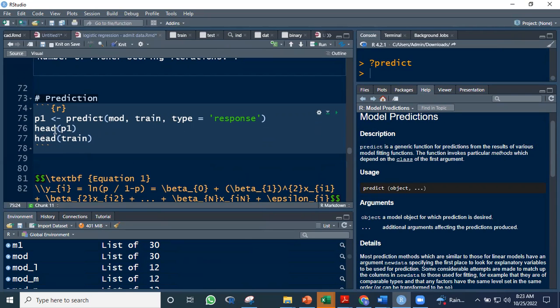Okay. And then here, head ng P1. P1 is the prediction. I-compare natin sa head ng train. Siguro gawin natin tong first 20. And here, first 20. Okay, so let's run this.